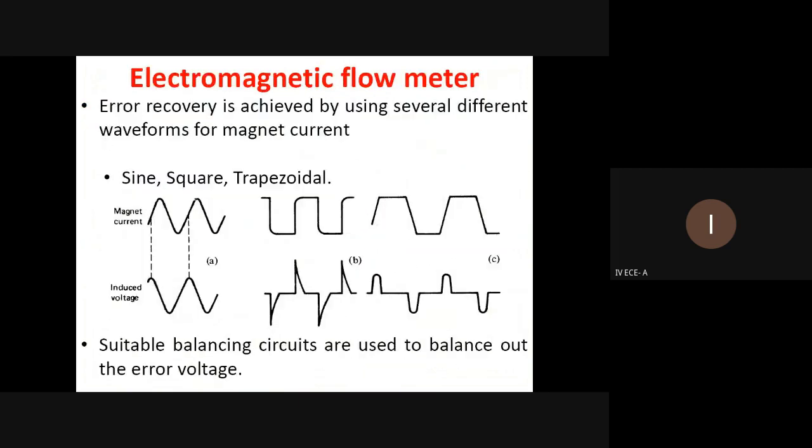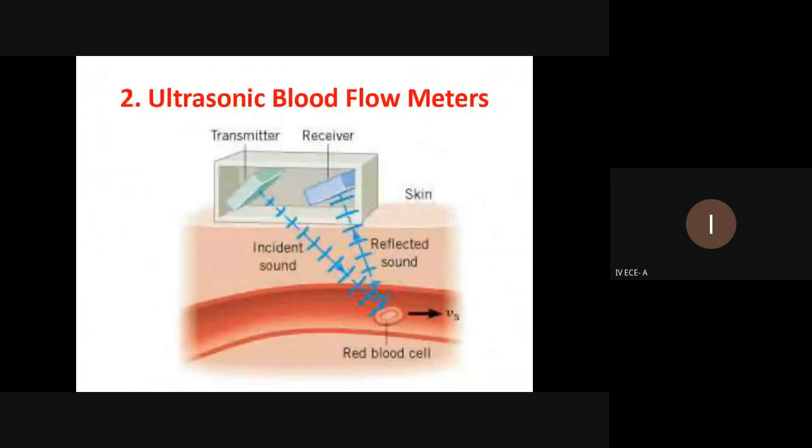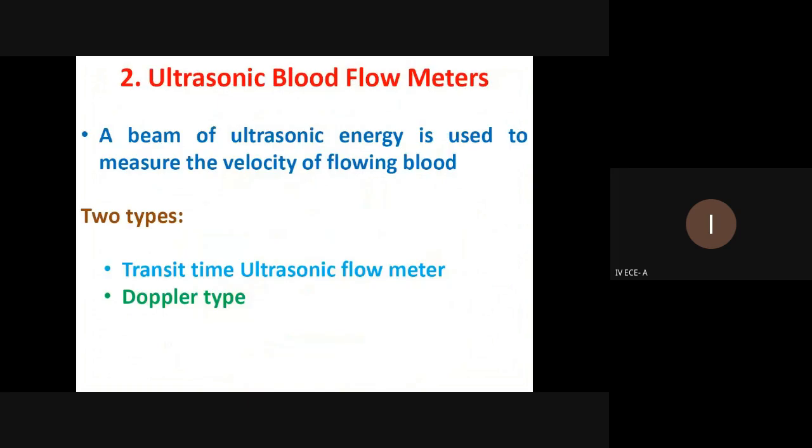Then the ultrasonic blood flow meter. In the ultrasonic blood flow meter, the velocity of flowing blood is determined with a beam of ultrasonic energy. So this is the principle. There are two types: one is the transit time ultrasonic blood flow meter, and another one is the Doppler type.